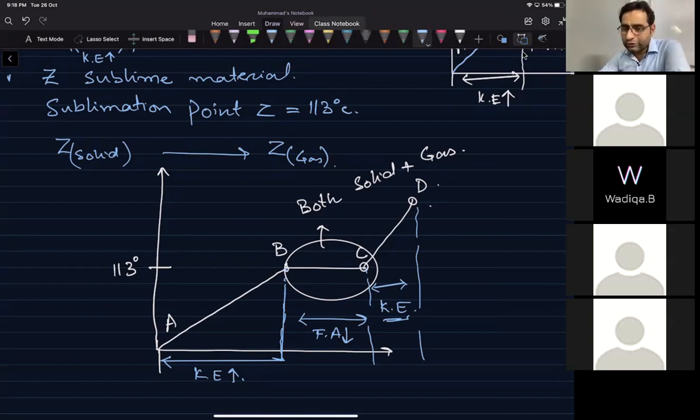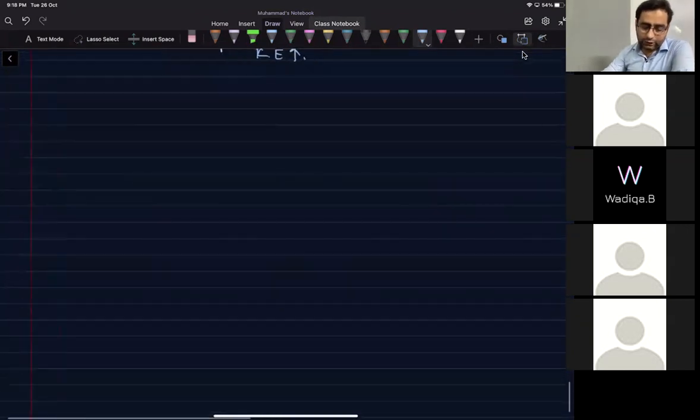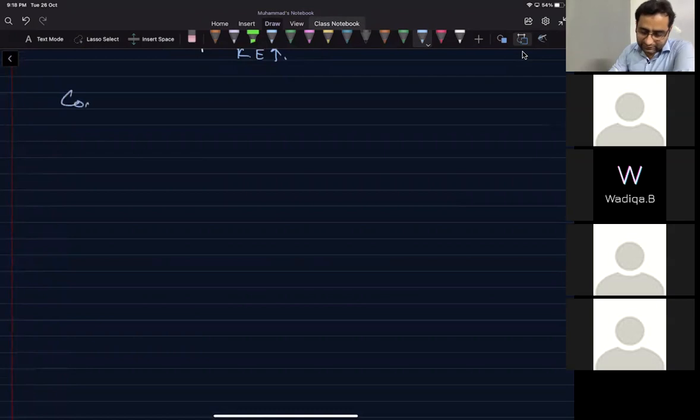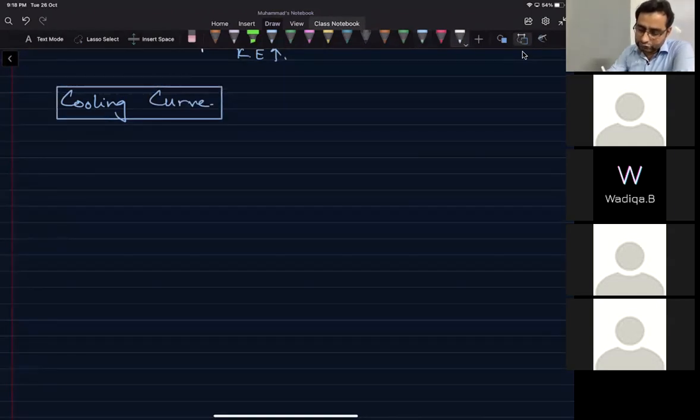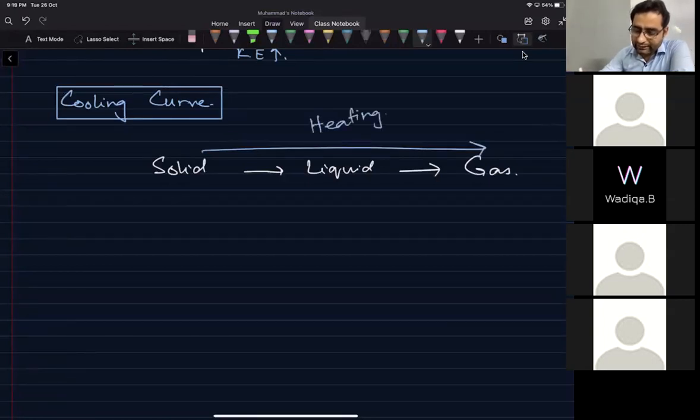Now let's move towards the cooling curve. Thank you, Vedika. The cooling curve is opposite to the heating curve. Normally, the heating curve explains when you go from solid to liquid, and liquid into gas. All these changes are explained by the heating curve. The very first change that occurs is melting, and the second change is boiling.